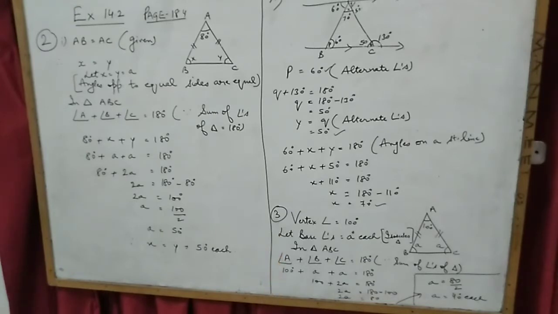The vertex angle of an isosceles triangle is 100 degrees. Find its base angles. See children, whenever you see a triangle, whatever is at the top, that is the vertex. Okay, this is the vertex angle on the top, and these two are like we eat pizza base, you remember? So this is the base of the triangle. These are the base angles.